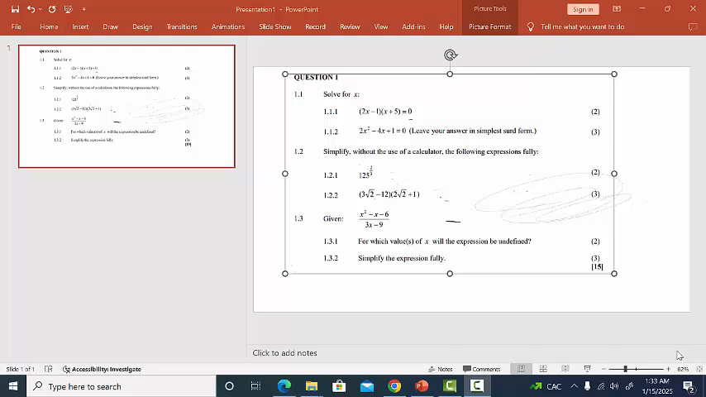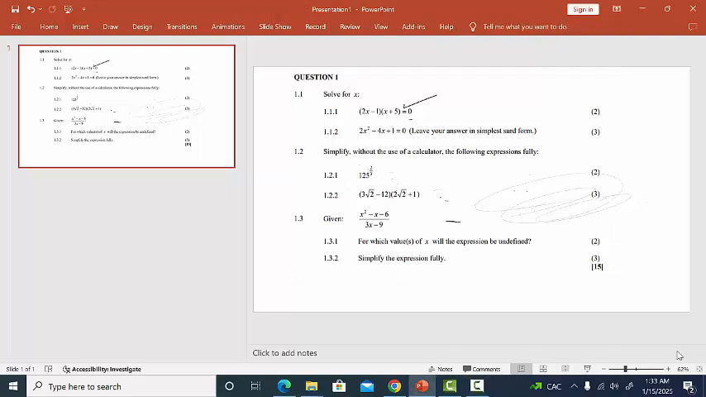So let's look at solving for x. That's the first thing you're going to do anyway. So this is a revision type question for grade 10 and 11. You know, 10, 11, and 12, they are all in the same bracket, especially for solving for x. So number 1.1.1, how do you solve this?